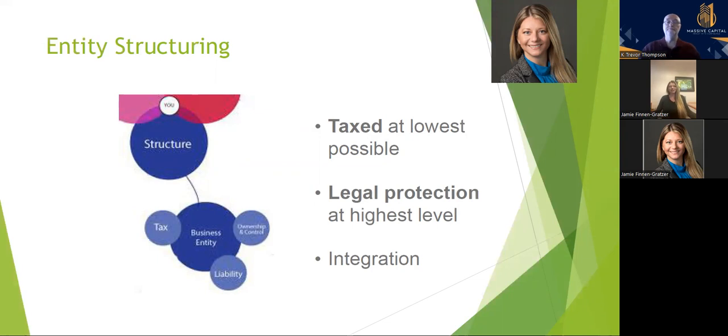In terms of entity structuring, it really depends on what type of business you're in. There's no real cookie cutter model on what type of entity structure you should have. So some clients will have an LP, some will have an LLC, some will have a C corporation, depending on what kind of planning they went through and how they come to us. But it really is dependent on where you are personally in your financial life in terms of what makes sense for you. So we take a look at everything to make sure that you're taxed at the lowest possible rate and that you're protected.